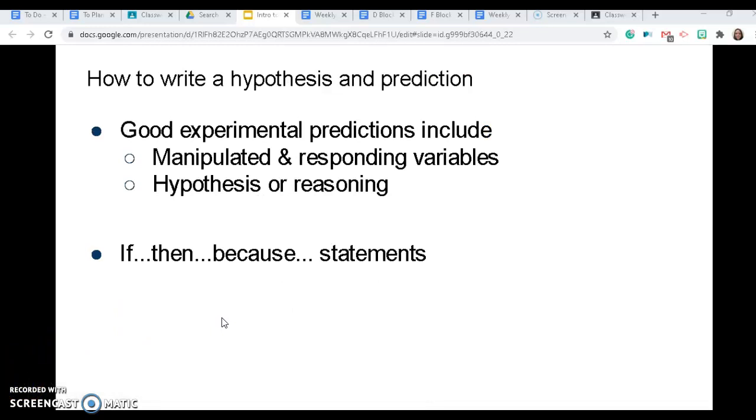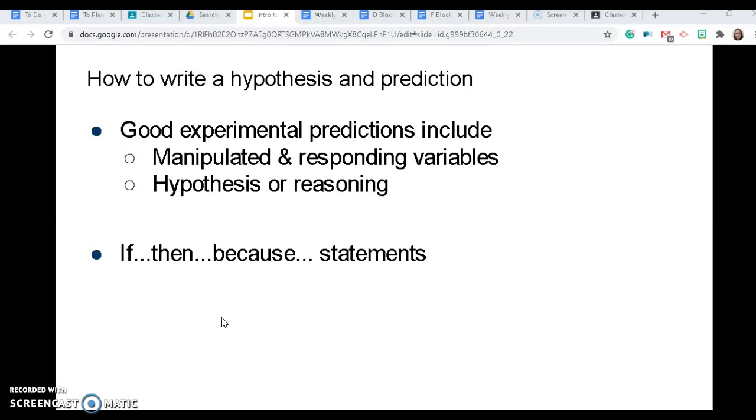Good experimental predictions include a statement about your manipulated and responding variables and your hypothesis or reasoning. The manipulated variable is the variable that the researcher changes in an experiment. This is what you purposely change, what you do differently between different groups of animals. The responding variable is what you measure, or the effect of what you did.